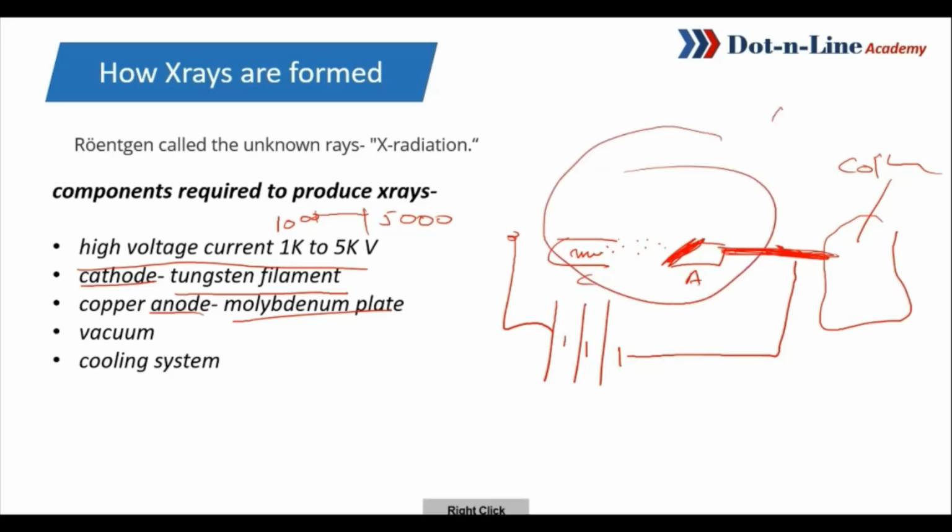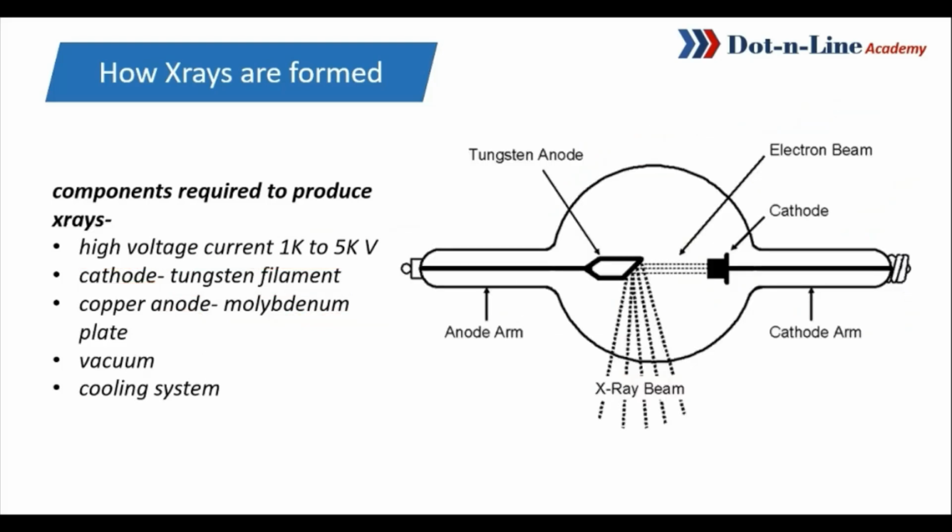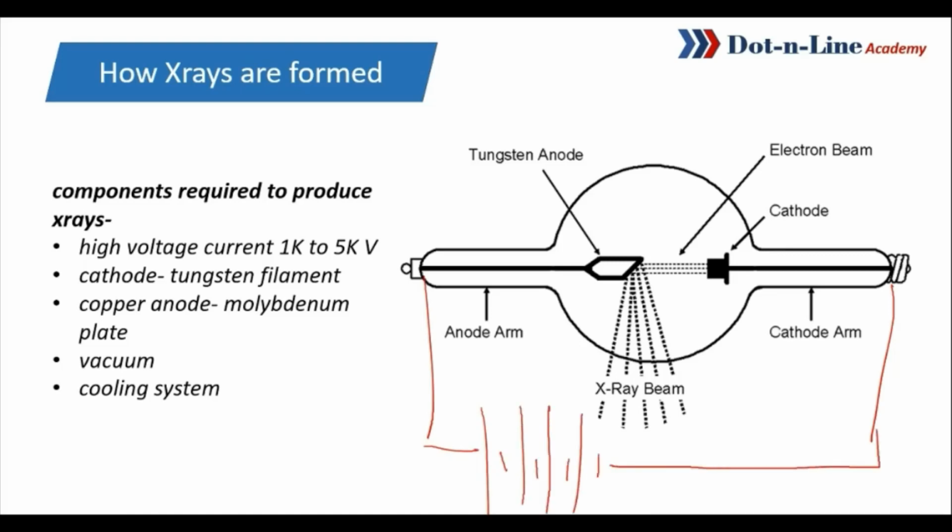This diagram is getting very messy, so let me show you the real diagram here, a very neat and clean one. High potential will be at the anode and the cathode. These will be connected to a very high potential, 1000 kV of battery or any supply. The cathode has a filament inside it made up of tungsten. The anode is made up of molybdenum, not tungsten. It may be of tungsten. You can take tungsten, you can take molybdenum.